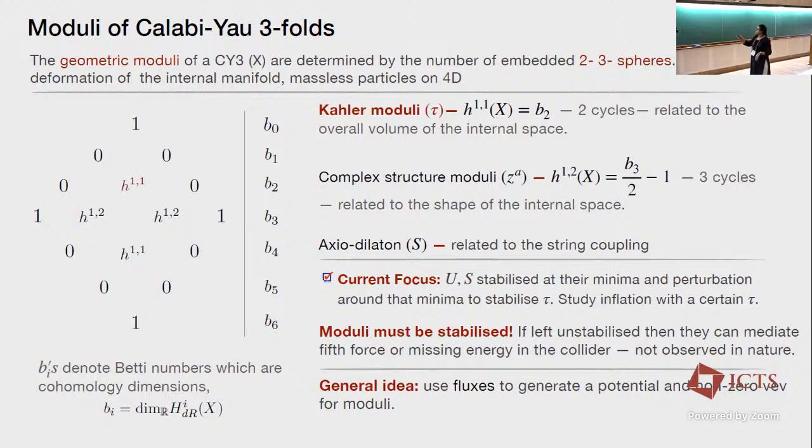Okay, so one of them is the scalar moduli, which is particularly important because they will play the role of my inflaton scalar, which is related to the overall volume of the internal space. Then there are the structure moduli, which tell you the shape of the internal space, and there is also a universal scalar, which is the axiodilaton, which tells you the strength of interaction of each string. So it is telling you the string coupling.